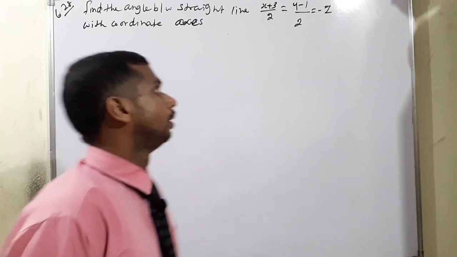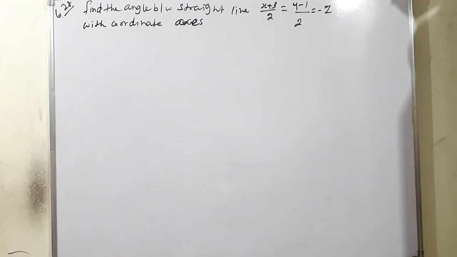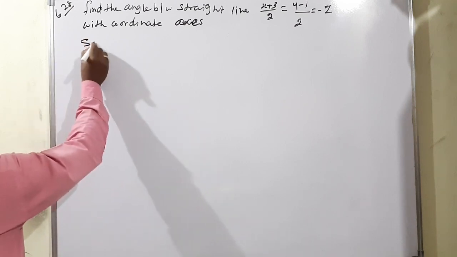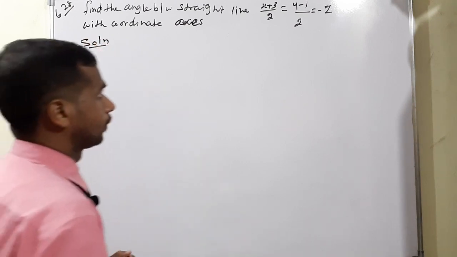Okay. Listen, I'm moving to example 6.28. Question: find the angle between the straight line (x + 3)/2 = (y - 1)/2 = -z with the coordinate axes. Okay, so the solution.